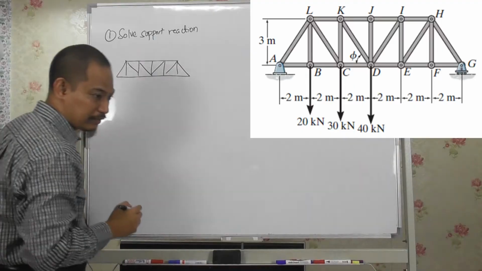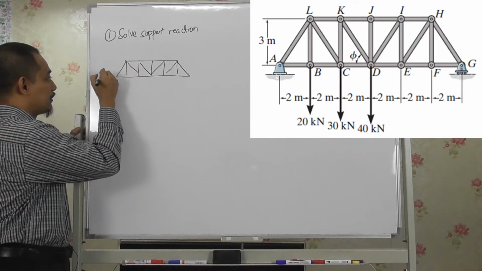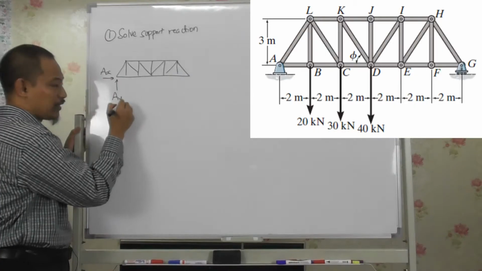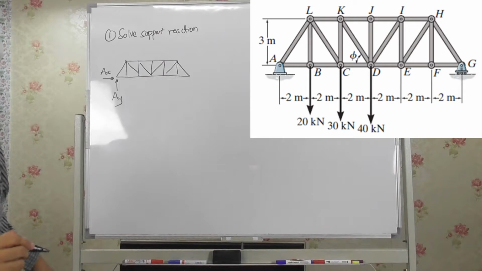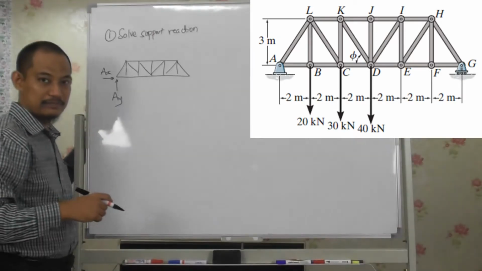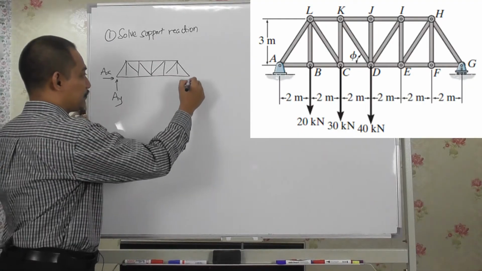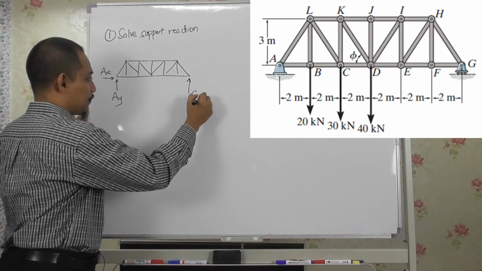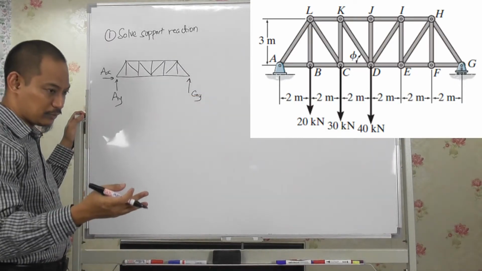And then you have a pin at A, so you have the pin here, so AX, AY. Hopefully you can see clearly. Okay, there's some light there, right? So AX, AY, and then you have GY there, right? Or normal force, because there's a roller, right?